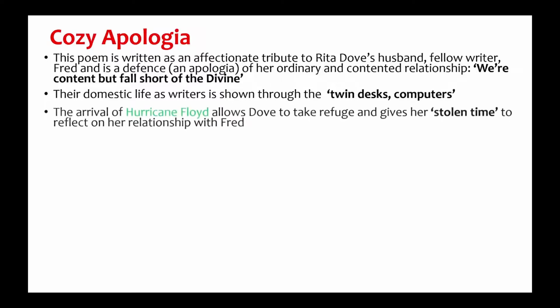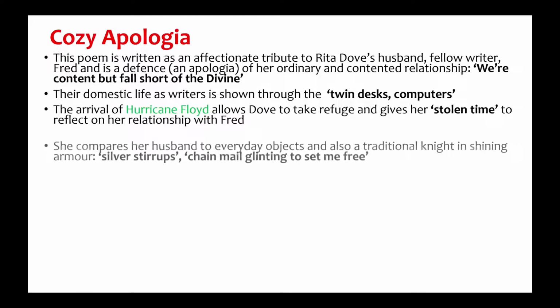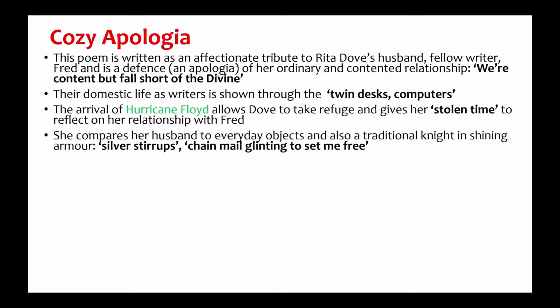And essentially what happens in this poem is that the arrival of Hurricane Floyd, now this is in green because it's a piece of context, allows Dove to take refuge and gives her what she describes as stolen time to reflect on her contented relationship with her husband Fred. Now, throughout the poem, she compares Fred to everyday objects such as pens, but also uses this image of a traditional knight in shining armour.